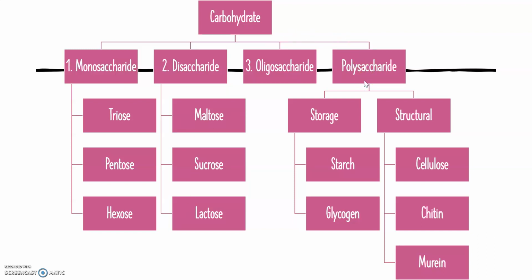In polysaccharide, it is easy for us to divide it by its function. The first function of polysaccharide is as storage, and the other function is as structural support. Starch is carbohydrate storage in plants, and glycogen is carbohydrate storage in animals. For structural support, we have three types of polysaccharide. One is cellulose that is used as the cell wall of plants, chitin, and we also have murein.